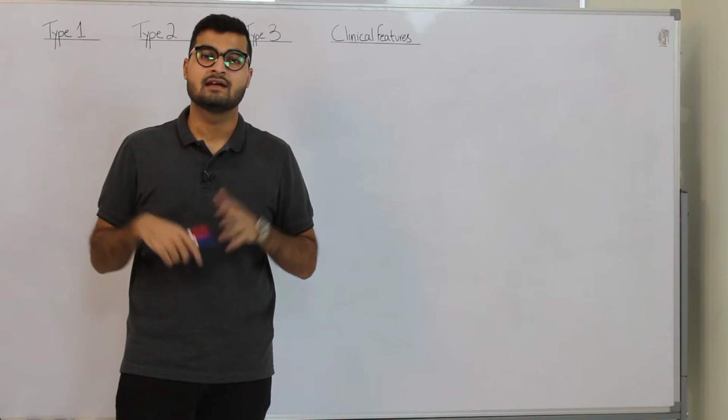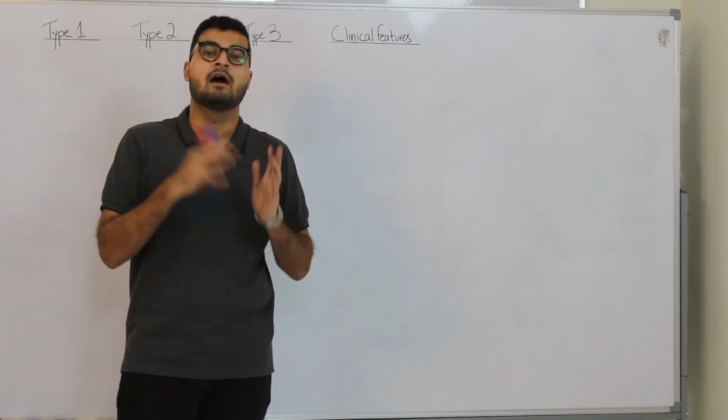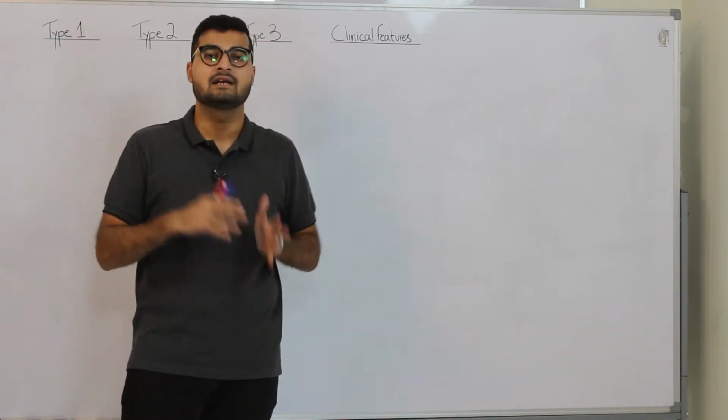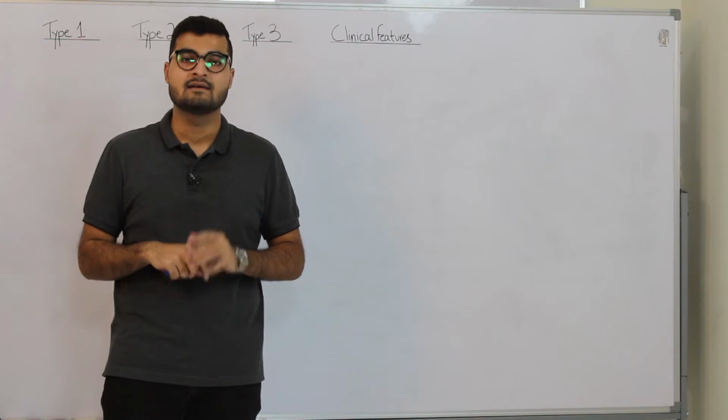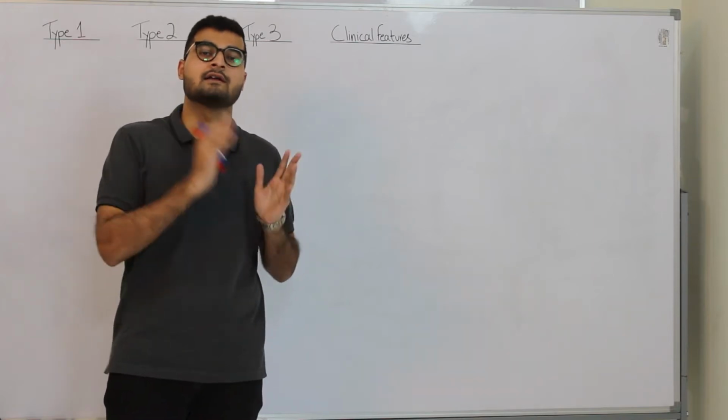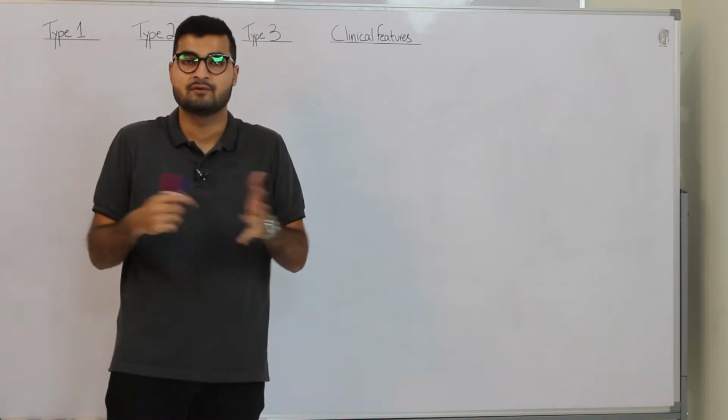My name is Shujauddin and in today's lecture we're going to talk about RPGN, that is Rapidly Progressive Glomerulonephritis, and it comes under the heading of Nephritic Syndrome. So it's basically a type of nephritic syndrome.